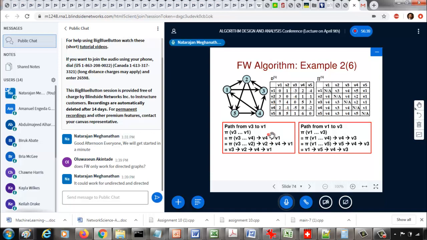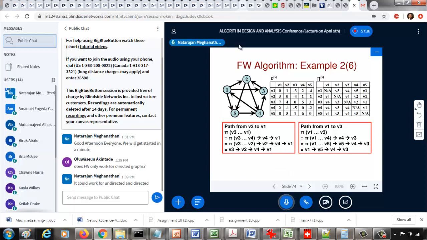So let us try to identify a couple of paths. V3 to V1: it says V4 is the predecessor. That means we have to go from V3 up to V4 and then take an edge to V1. V3 to V4, it says V2 is the predecessor. So we go from V3 to V2, and then from V2 we can go to V4. V3 to V2, the predecessor matrix says V3 itself is the predecessor, so there's an edge. So this is the path from V3 to V1, and you can cross check whether the sum of the edge weights adds up to the path weight.